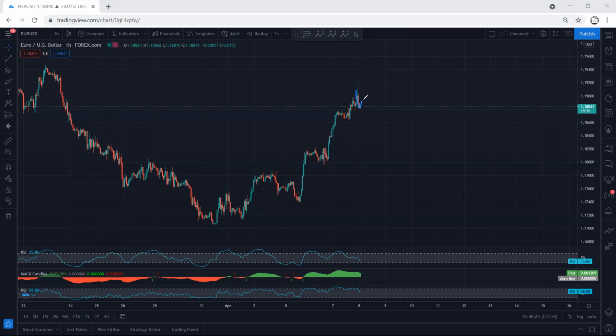And we will be more interested if we get a correction, similar to what we have here, for one move up, at least to finish this move. Then any reversal from there, we can look for a sell. In this case, we just follow the chart.